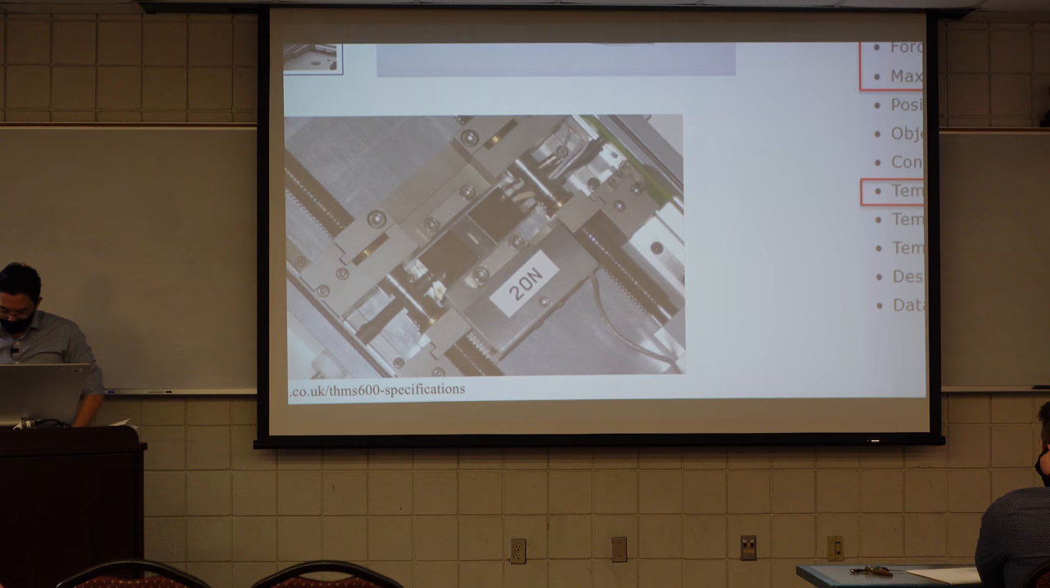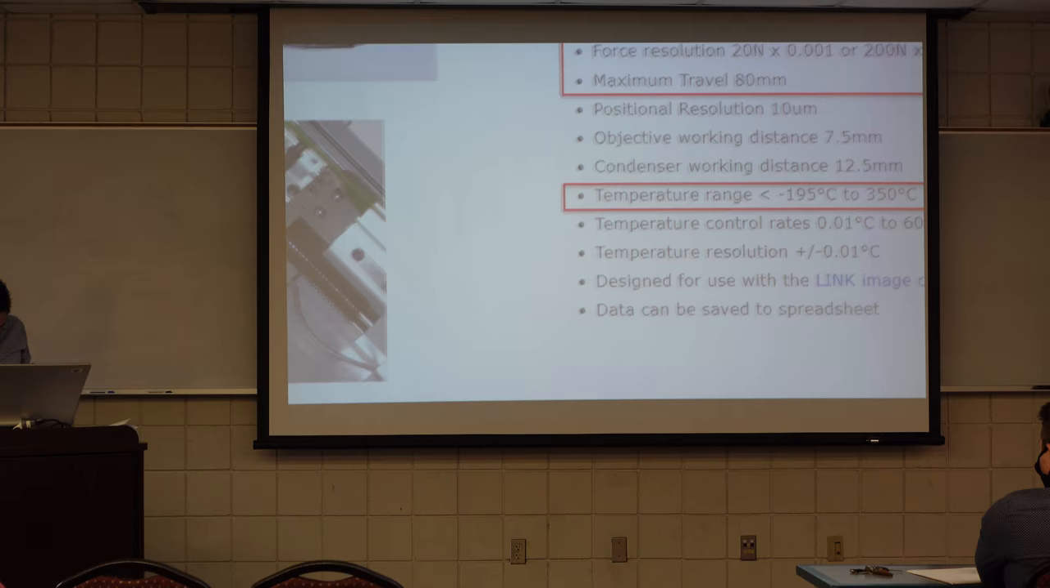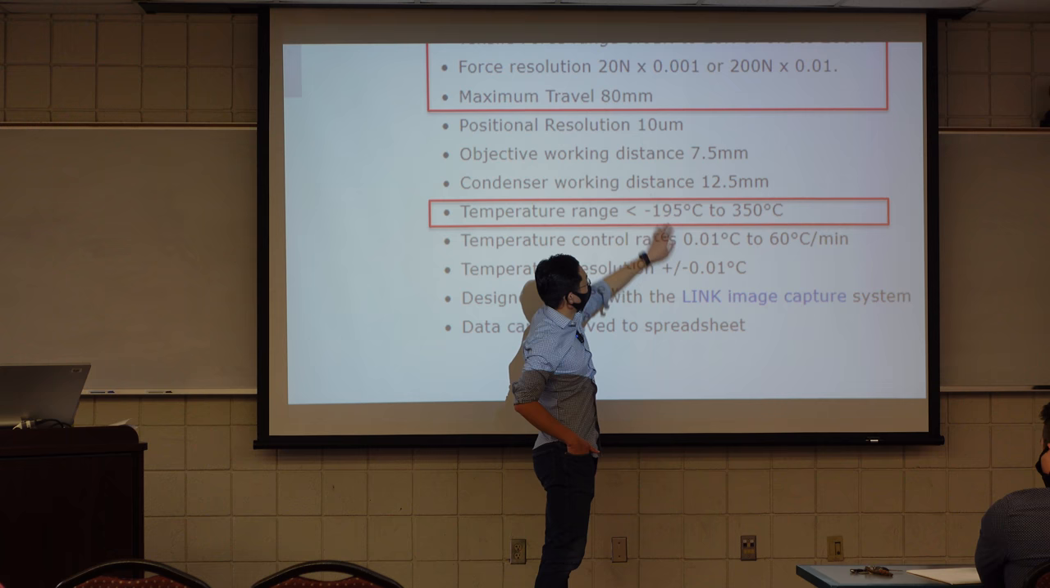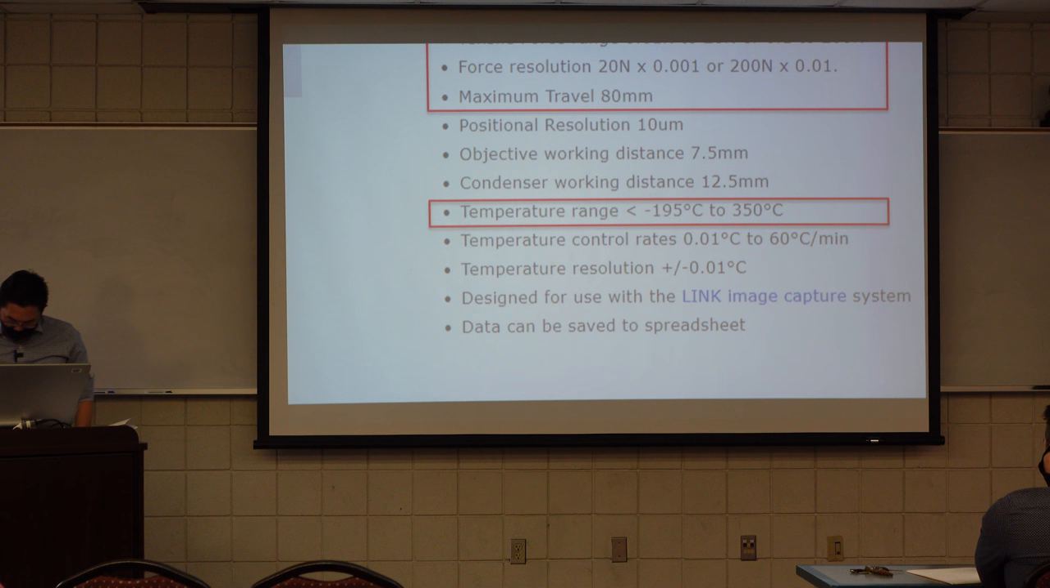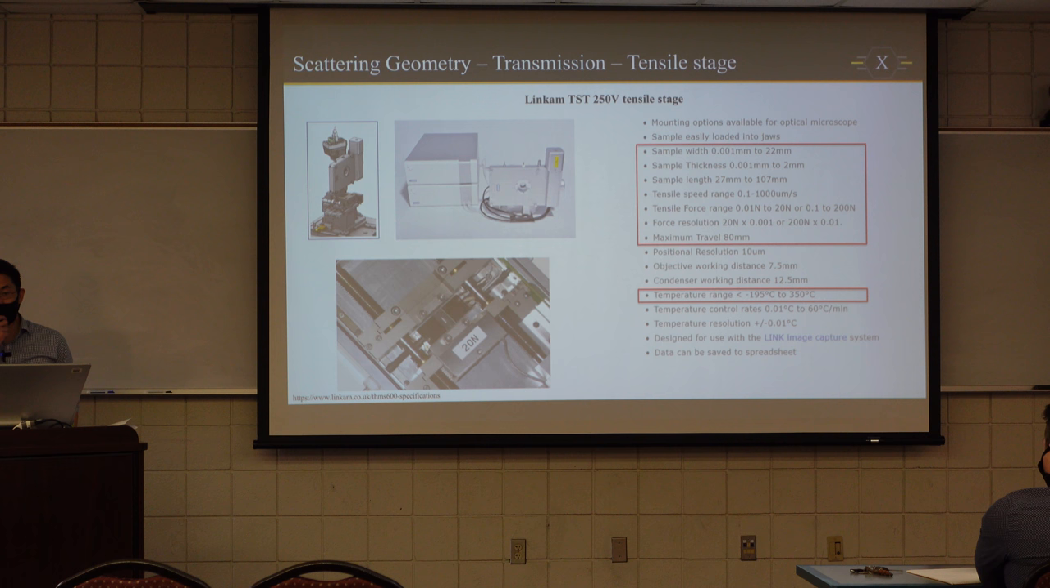Apparently, I was too conservative. Look at this. They can go down as low as minus 195 degrees, so pretty low. I don't think we achieved that much just because it needs so much liquid nitrogen. The liquid nitrogen reservoir they provided is not that large, okay?